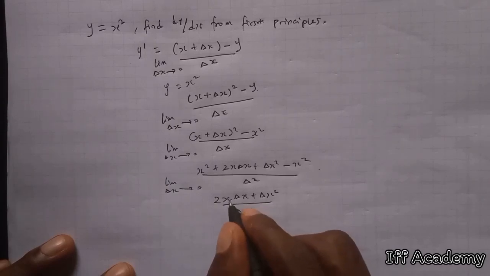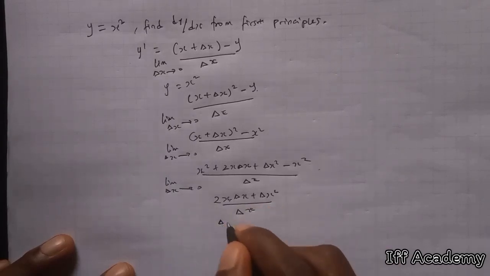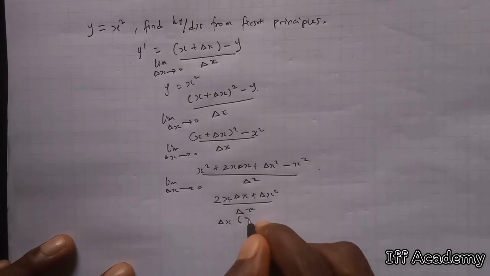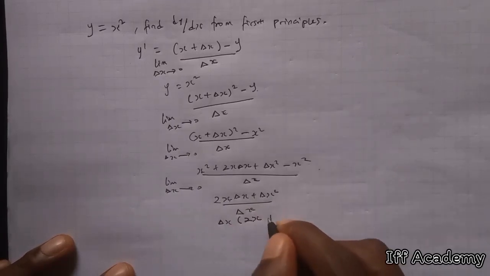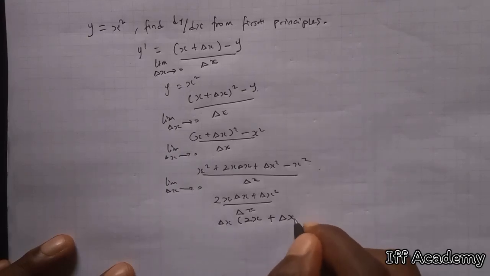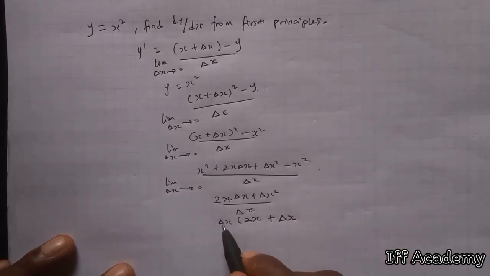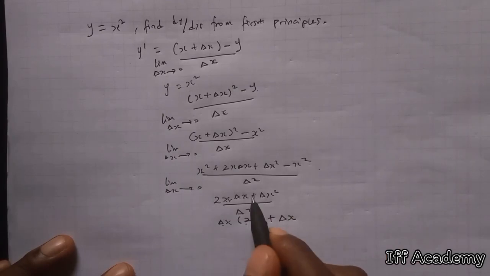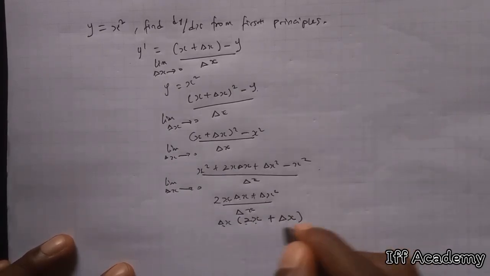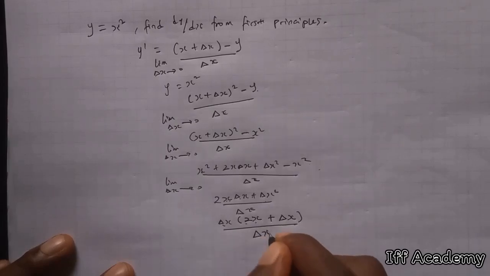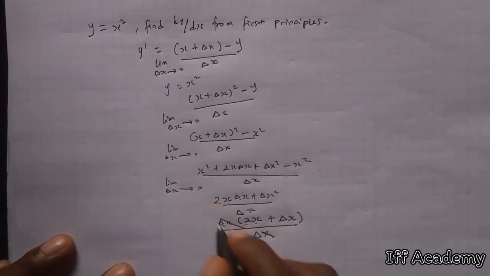So change in x is common. We bring out change in x. What are we left with? 2x plus change in x, because change in x times 2x gives you 2x change in x, and change in x times change in x is change in x squared. So you have this over change in x, and this cancels this.